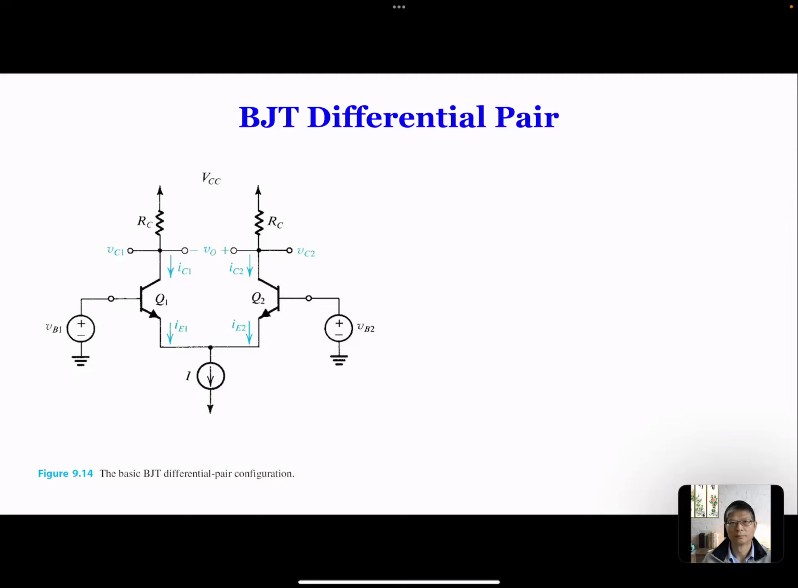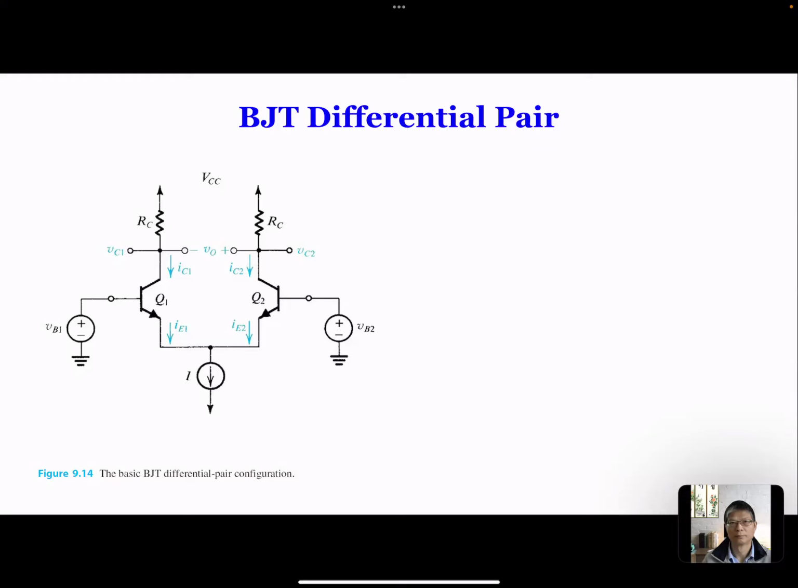Chapter 9. So I hope that everybody had a chance to review the recorded lecture for February 14th. Yeah, 12 and 14. In that lecture, I covered the MOSFET-based differential pair. So chapter 9 talks about two things.